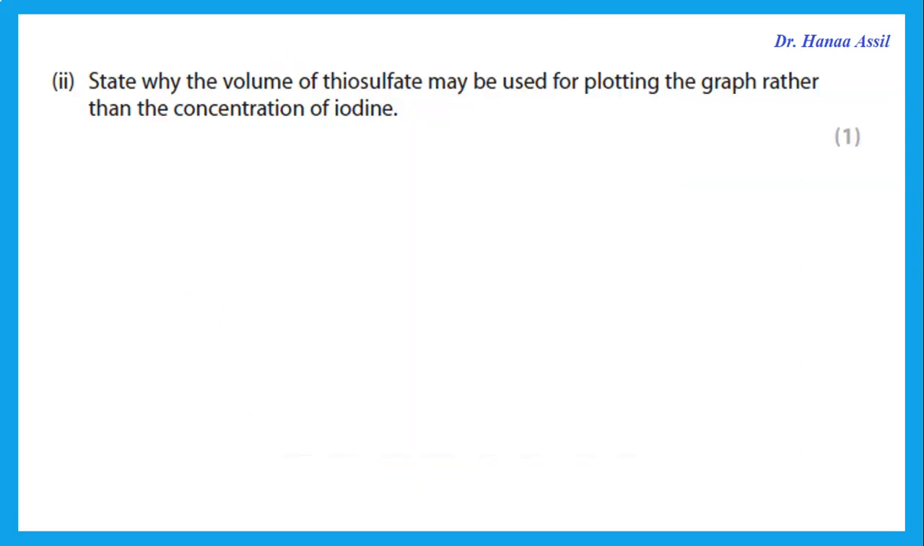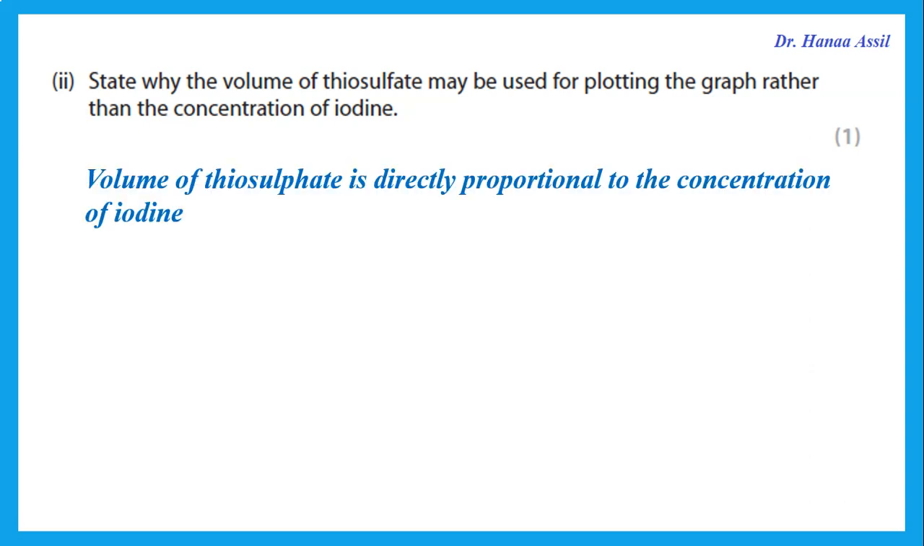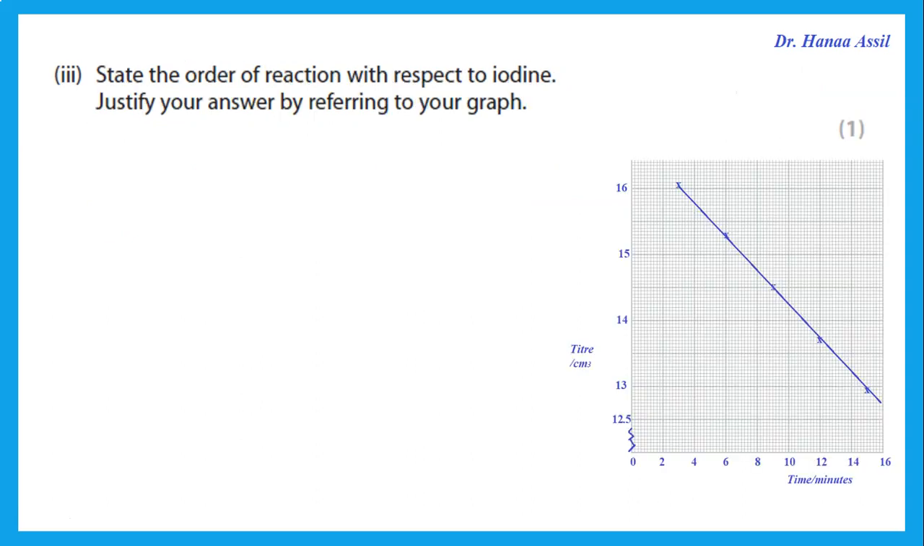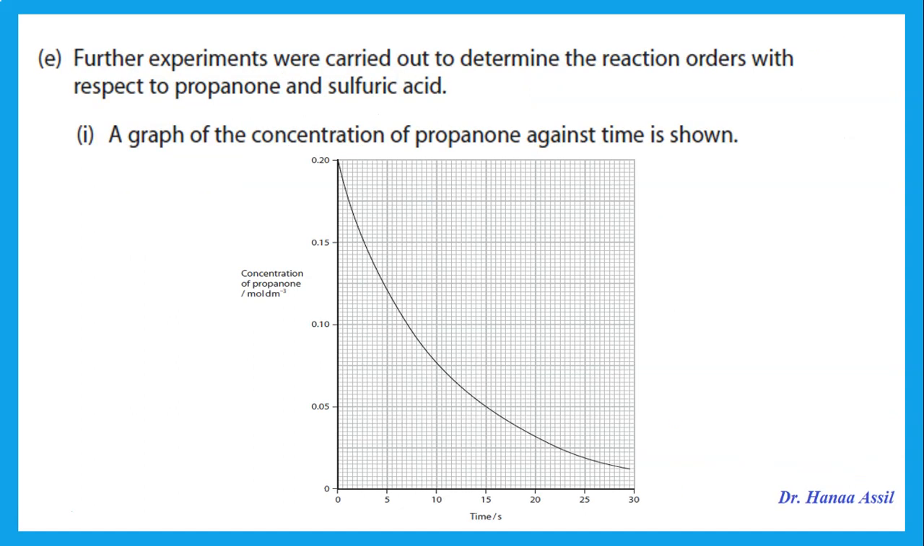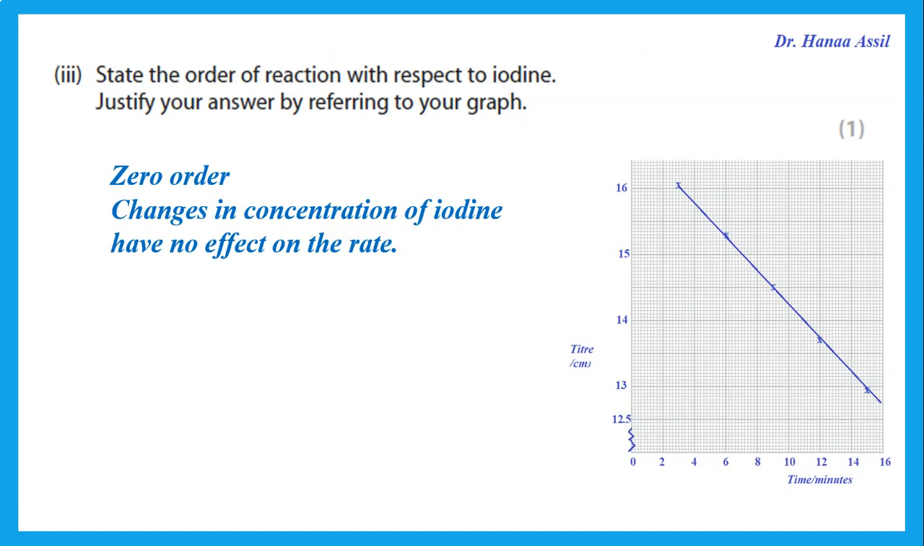State why the volume of thiosulfate may be used for plotting the graph rather than concentration of iodine. We did not plot the concentration of iodine. We plotted the volume of thiosulfate, and that is because the volume of the thiosulfate is directly proportional to the concentration of iodine. So state the order of reaction with respect to iodine using the graph. Well, looking at the graph, this kind of graph indicates that the concentration of the iodine is not affecting the rate. So this is what we call a zero order.